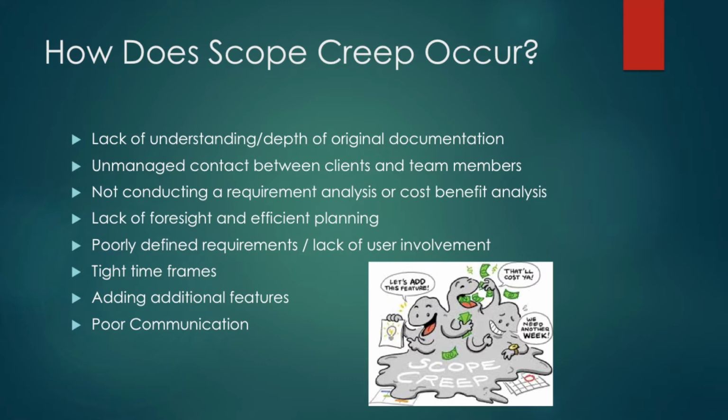Scope creep can occur from a variety of things. It can happen from lack of understanding of the original project goal. Companies must manage the scope throughout the entire project lifecycle, and by not analyzing and managing scope, the project can develop issues. Poor communication and adding additional features can also contribute to scope creep.